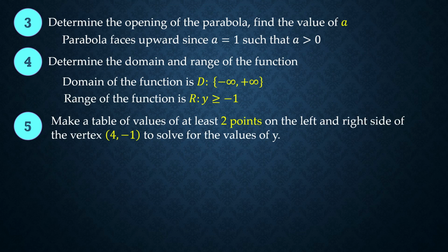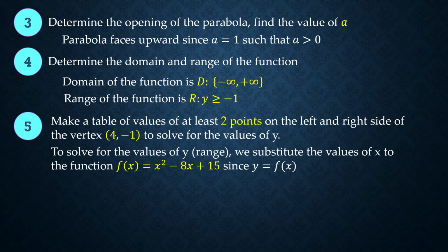Make a table of values with at least 2 points. In this example, I supplied 2 points. But if you can supply three points to the left and right of the vertex, which is (4, negative 1), that is better. To solve for the values of y, we substitute the values of x into the function f of x is equal to x squared minus 8x plus 15.